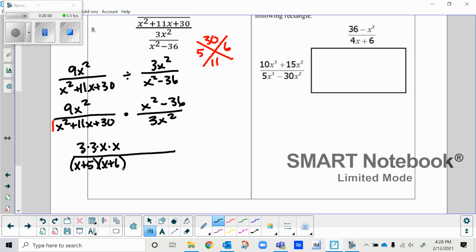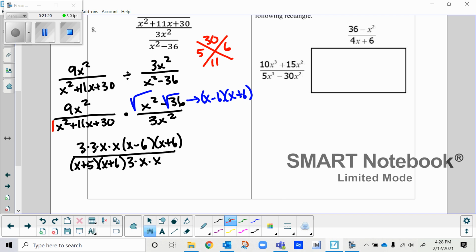And then next, I'm going to factor the numerator here on the right. That's 2 perfect squares being subtracted. So that's difference of 2 squares. We square root them, and we make a minus version and a plus version. So x minus 6, x plus 6. And then the denominator on the right, 3 times x times x.